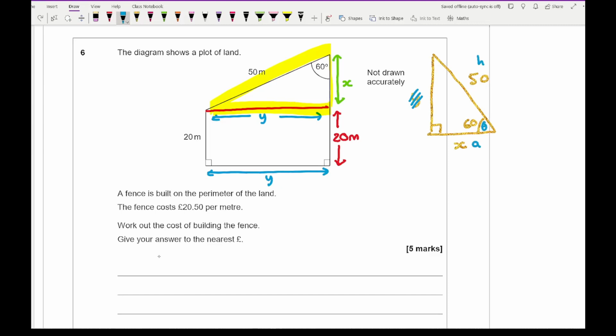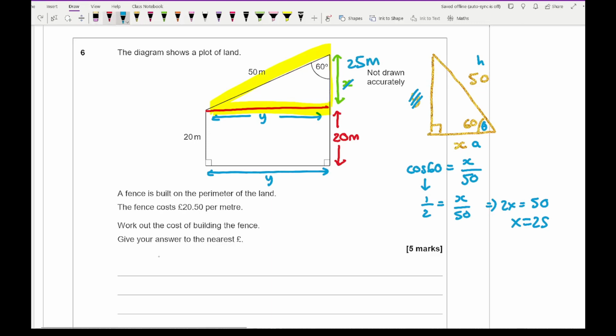So which trig ratio uses A and H? Well, that's going to be cos. So I've got cos 60 equals x over 50. Now, cos 60 is an exact value of trig, which is just a half, so this could appear on a non-calculator paper. So I've got a half equals x over 50. Then doing a bit of cross multiplying, I get 2x equals 50, so x equals 25. So this length here is going to be 25 metres.